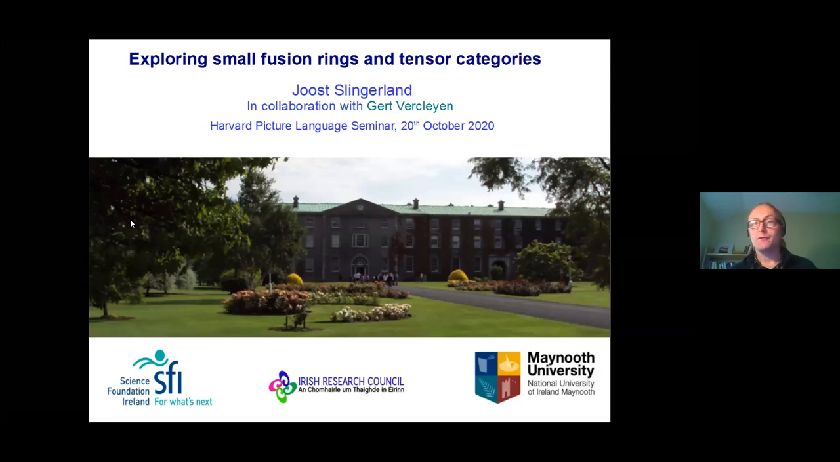So, exploring small fusion rings and tensor categories. This is work that I'm doing at the moment in collaboration with my student, Gert Verkleijen. But actually it's part of a project that was a big project for me around 2006, 2007, and then it became dormant for a very long time. Only some people kind of knew that I had these tools lying around, and so I thought we should make this public now and try and make it useful for other people.